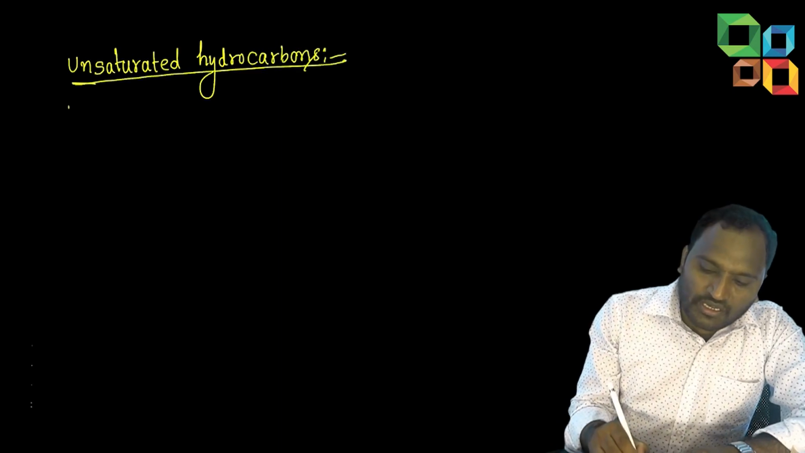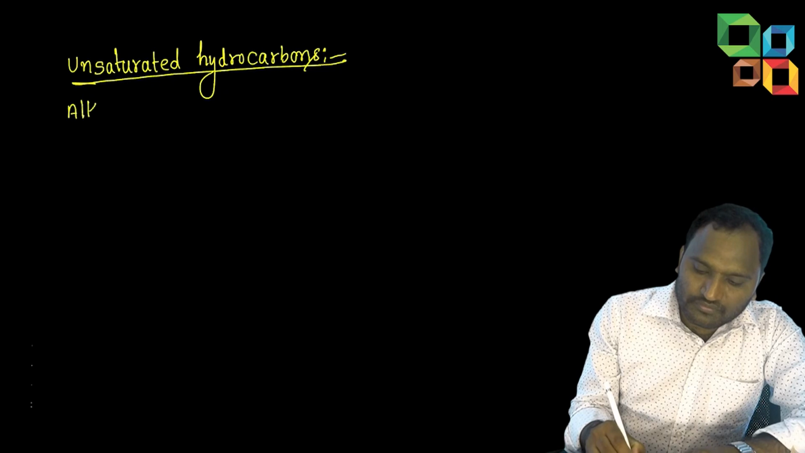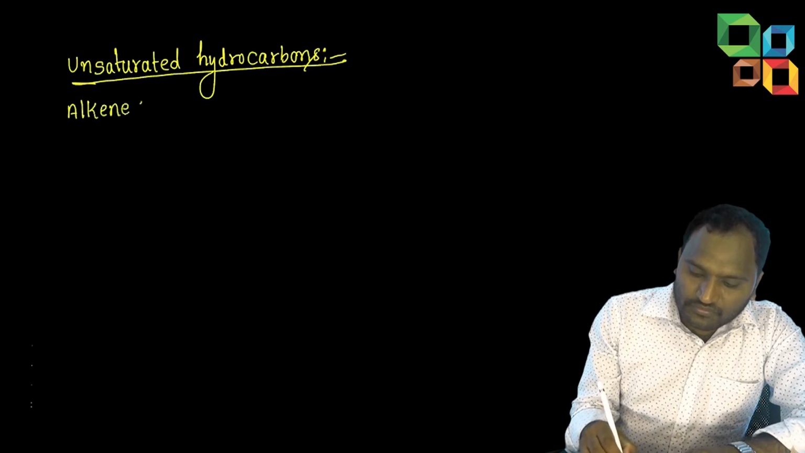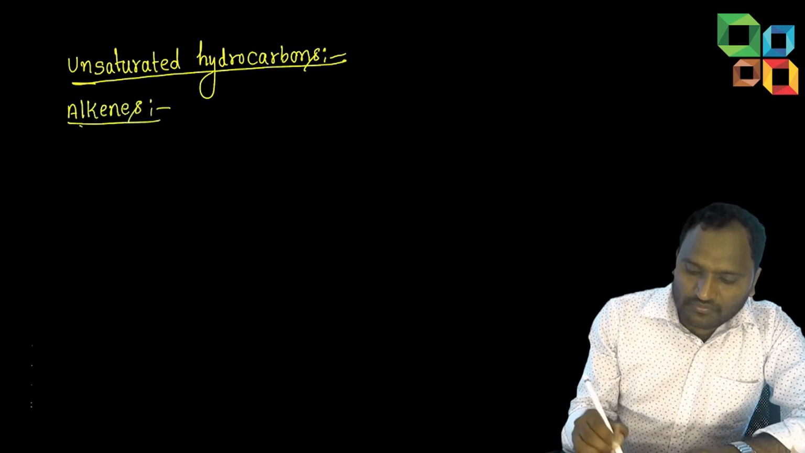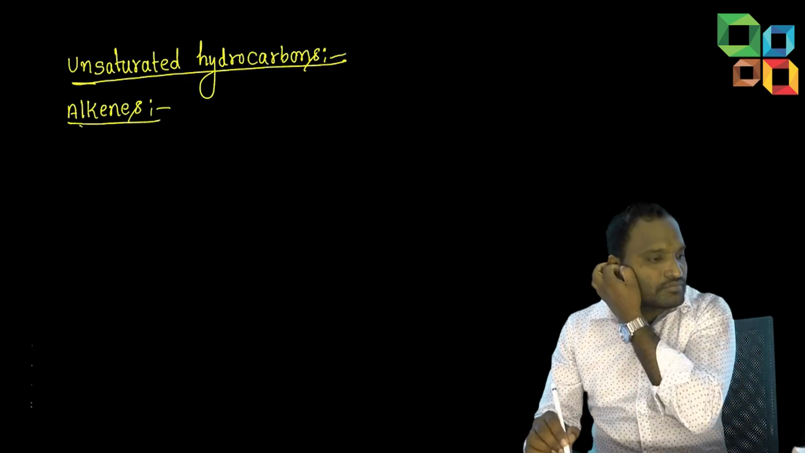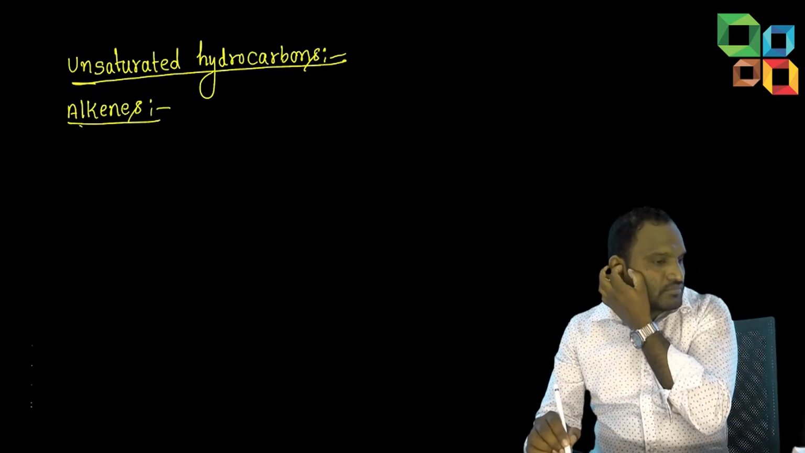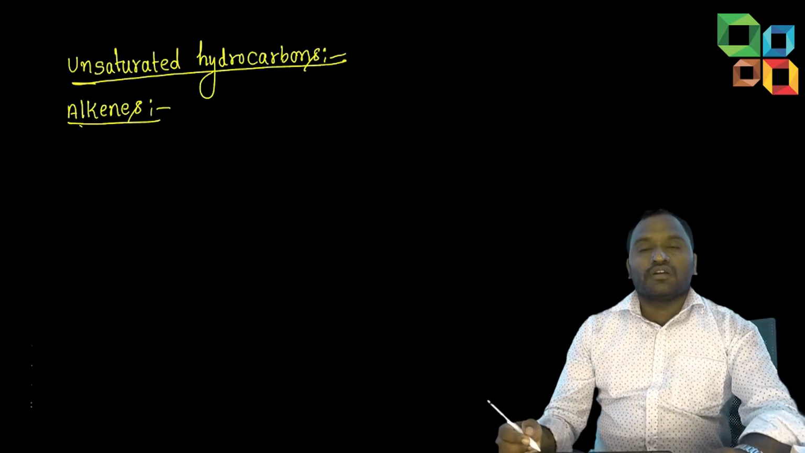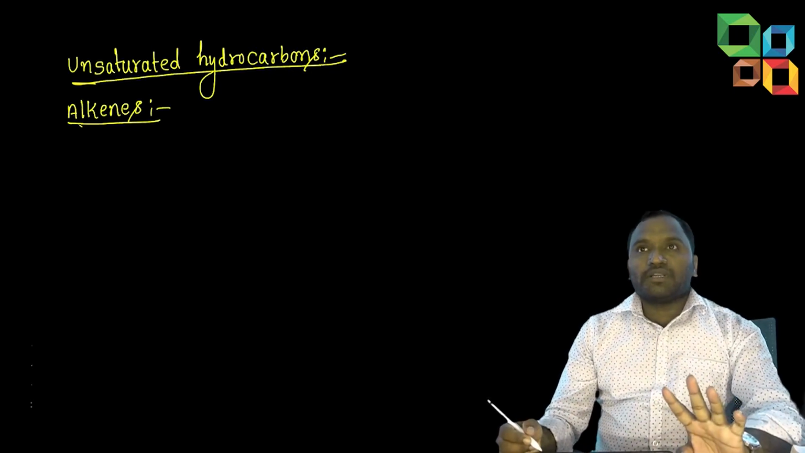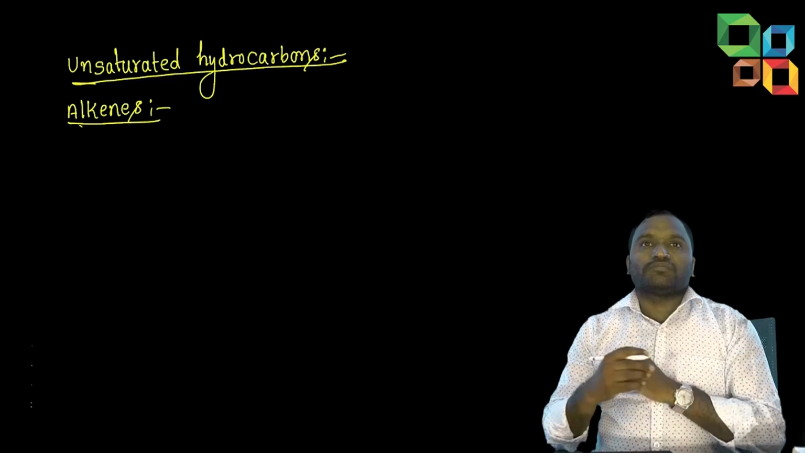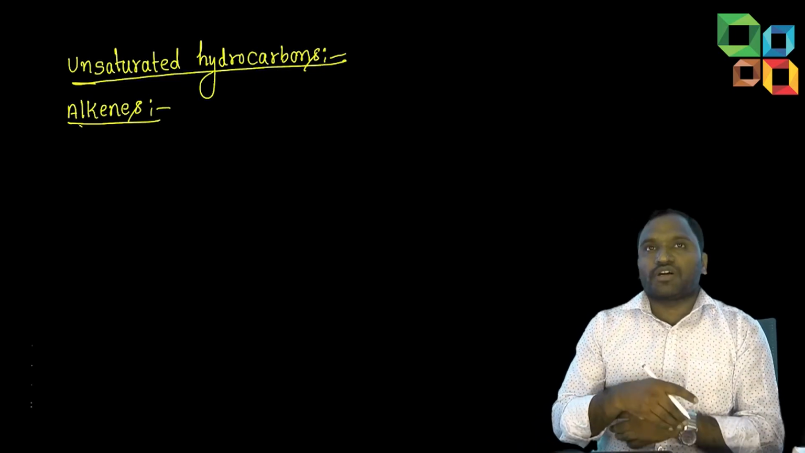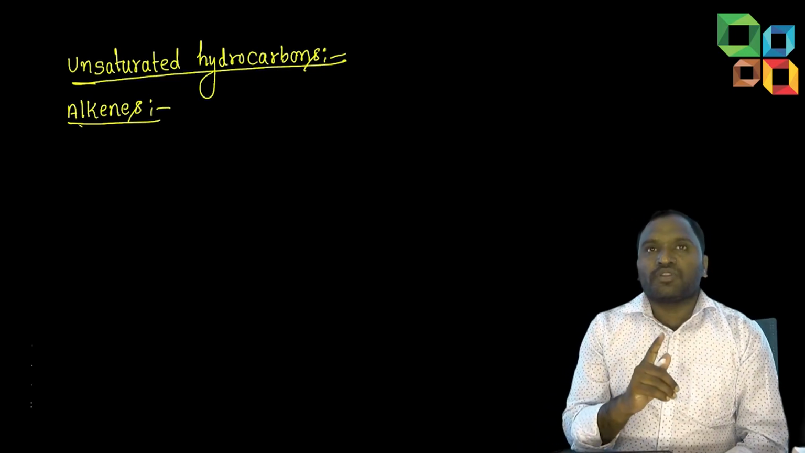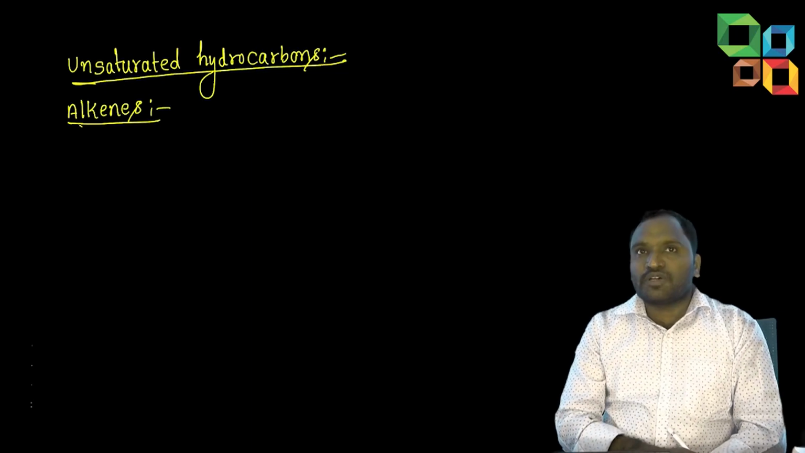That first one is alkenes. See, students, in alkenes, carbon contains at least one double bond. Hydrocarbon contains at least one double bond.